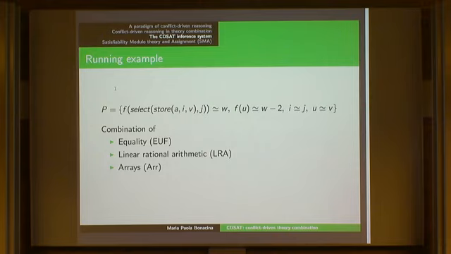It takes an array and an index and it returns the value. Store is another symbol from the theory of arrays. It takes an array, an index, and the value, and it returns the array where the value is stored at that position. And then the minus comes from linear rational arithmetic. The 2 comes from linear rational arithmetic. I and j are two indices, u and v are two values in the theory of arrays.